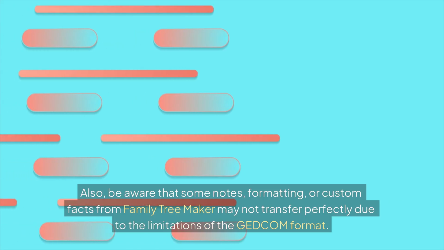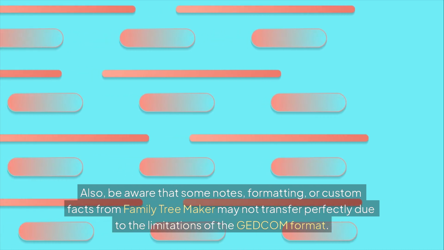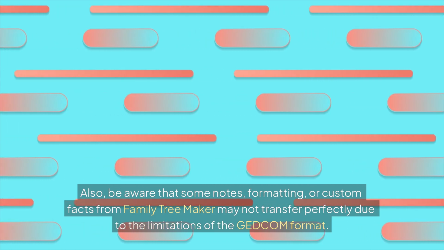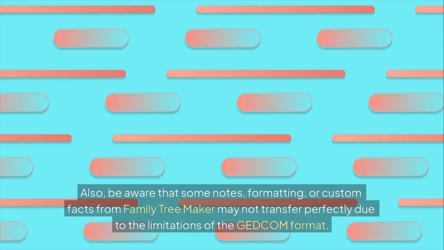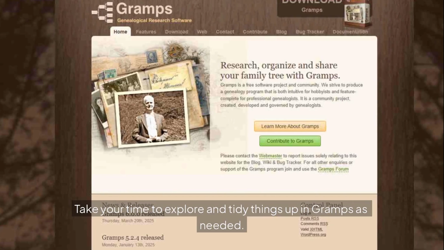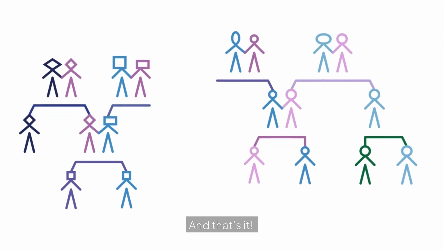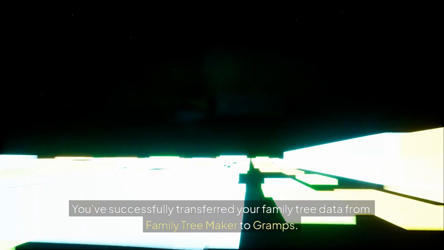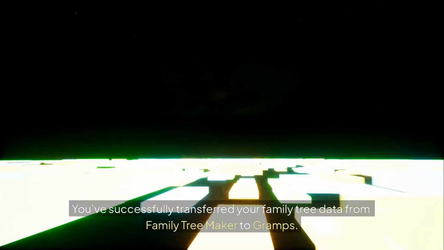Also, be aware that some notes, formatting, or custom facts from Family Tree Maker may not transfer perfectly due to the limitations of the GEDCOM format. Take your time to explore and tidy things up in Gramps as needed. And that's it. You've successfully transferred your family tree data from Family Tree Maker to Gramps.